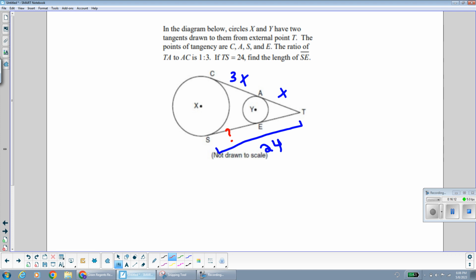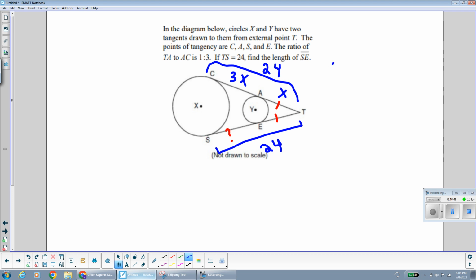So keep in mind, two tangents from a circle that come from the same point are congruent. TA and TE are both tangent to circle Y, and they come out of the same point, so they need to be congruent. TC and TS are both tangent to circle X, and they both come out of the same point, so TC and TS need to be congruent as well. So if TS is 24, that means TC also has length 24.